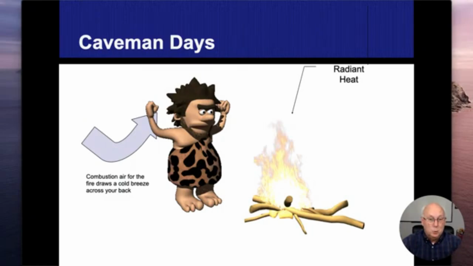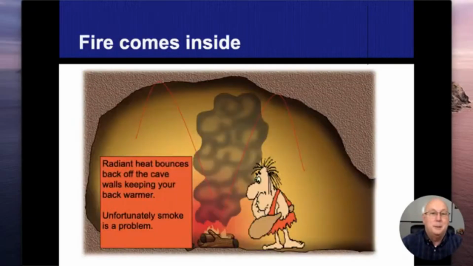So when the fire is radiating off, and we're going back to the caveman inventing fire, forgive me for digressing so much, he's warm in the front of him. And because there's a cold draft coming in to feed that fire with oxygen, his back is actually going to be cold. So the caveman ends up getting a little bit smart, or sort of smart, and he takes that fire and starts putting it inside.